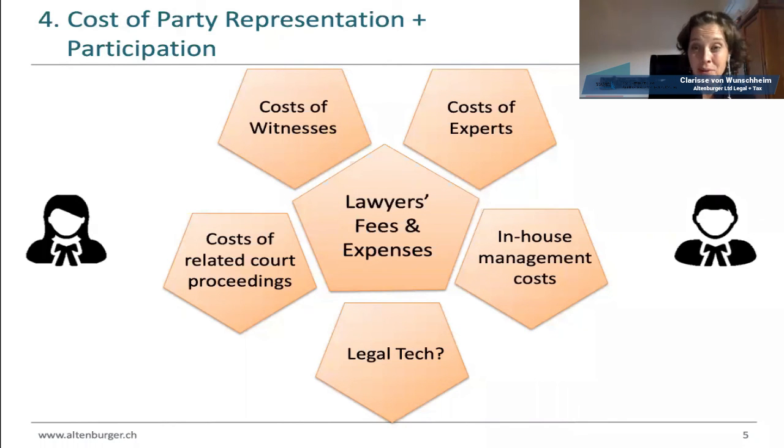Who is going to pay for that? Is that going to be included in the lawyer's fees and expenses? Will clients be supposed to pay for that separately to buy the software? All these are open questions, but keep that in mind because that is a topic that will become more and more relevant with time. So these are a bit all the costs that you can encounter on the side of the parties' representation and participation.